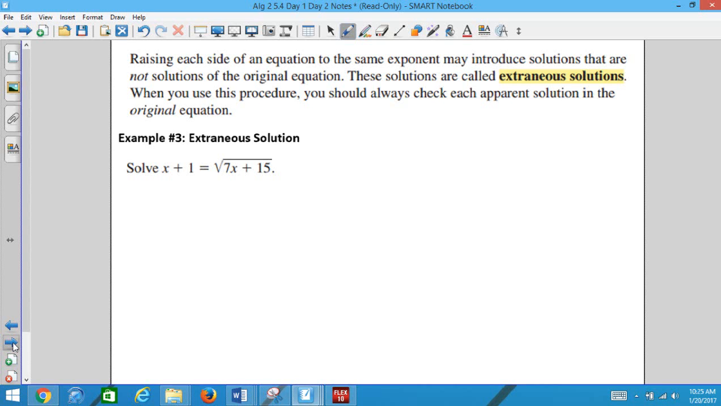Extraneous solutions. See the first 5 letters of extraneous? Extra. You're going to get extra solutions sometimes. Extra means you're going to get a solution, but it doesn't actually work in that equation. So it's really important that you check. There's no way of telling what's extra until you check the answer.